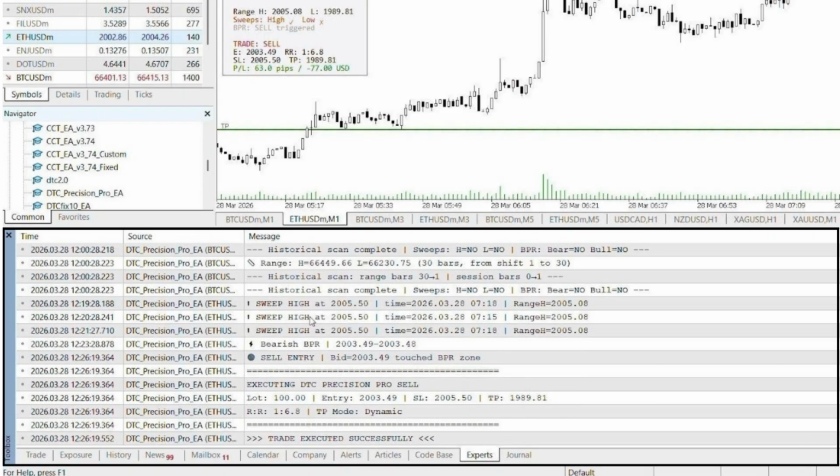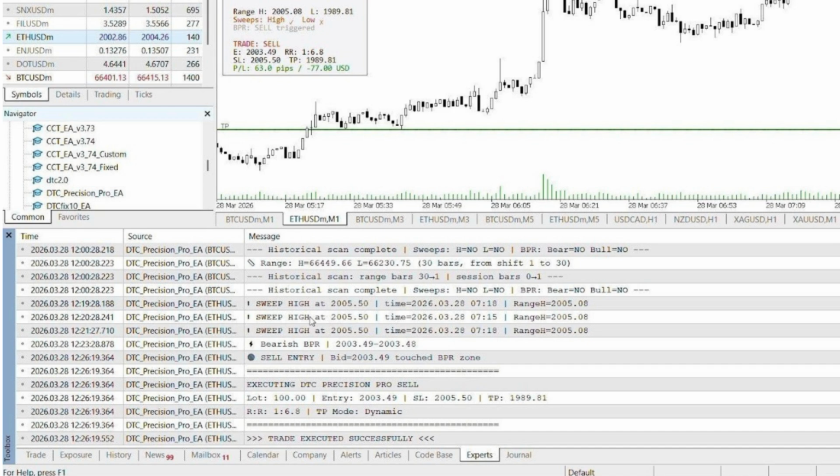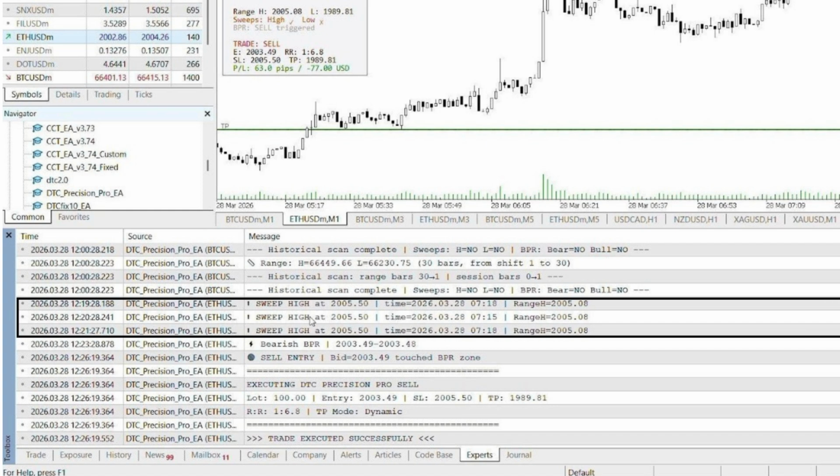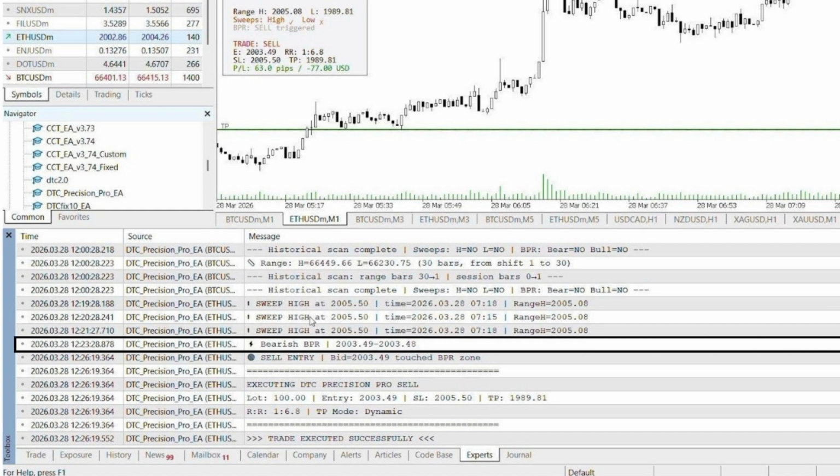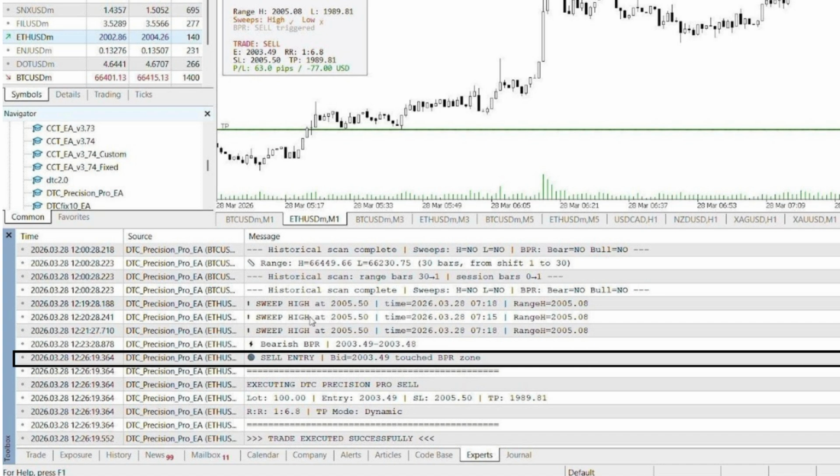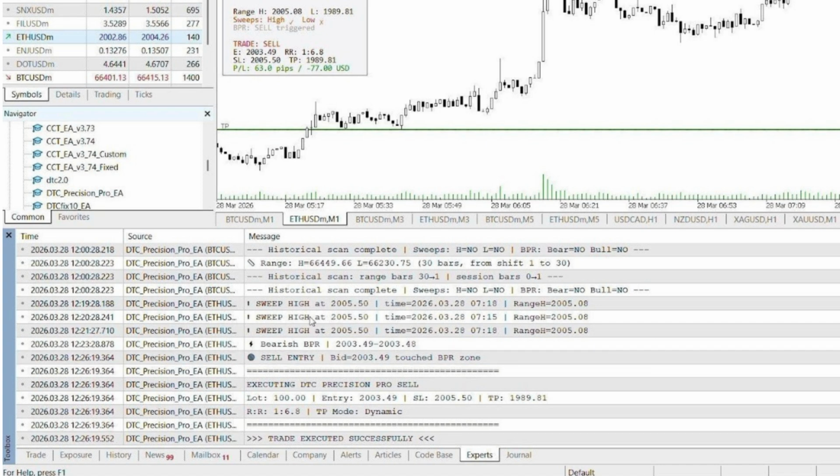Quick note about the Experts tab. This is your window into what the bot is thinking. Every decision gets logged here. You'll see session start, range calculation, sweep detection with the exact price and time, BPR formation with the zone levels, entry execution with lot size and all trade parameters, and the final confirmation that the trade was placed.